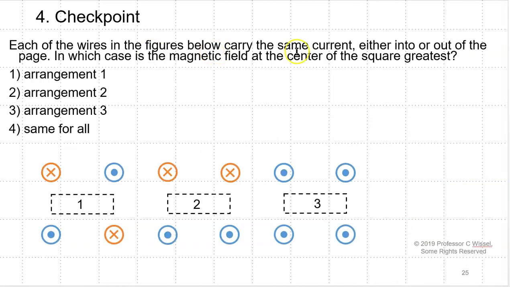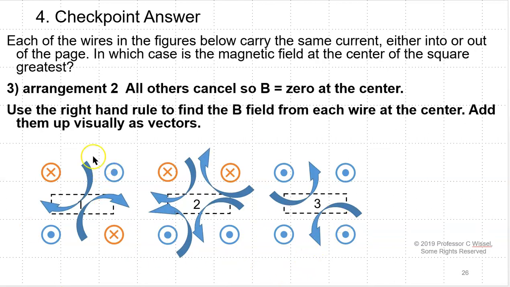Each of the wires in the figure below carries the same current either into or out of the page. In which case is the magnetic field at the center of the square the greatest? Now, it turns out it's arrangement number 2. I only drew some of these because otherwise it gets really confusing. All of the other ones cancel, so the magnetic field is 0 at the center. Use the right-hand rule to find the magnetic field from each wire at the center. Add them up as vectors.